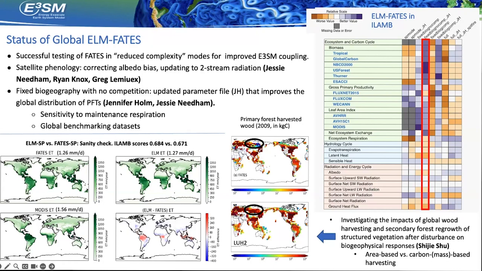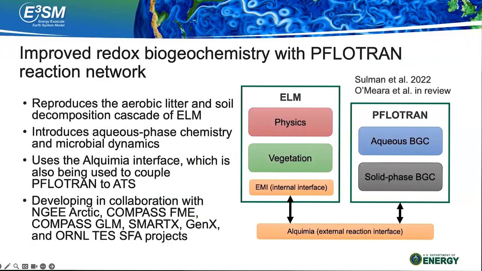As well as some implementation of global wood harvesting data sets and evaluation of these steps within the ILAMB framework. We are as well developing the redox biogeochemistry, which is missing entirely from ELM. So this is anaerobic biogeochemistry that's important all over the world, and especially in wetland systems. And we're using the PFLOTRAN reaction engine to do that. It includes aqueous biogeochemistry, as well as the solid phase aerobic litter and soil decomposition cascade that's currently in ELM. And this is going through the Alquimia interface, which comes from other BER investments, and is a very broad collaboration with NGEE Arctic, COMPASS-FME, COMPASS-GLM, and additional projects, and a few papers there documenting the progress.